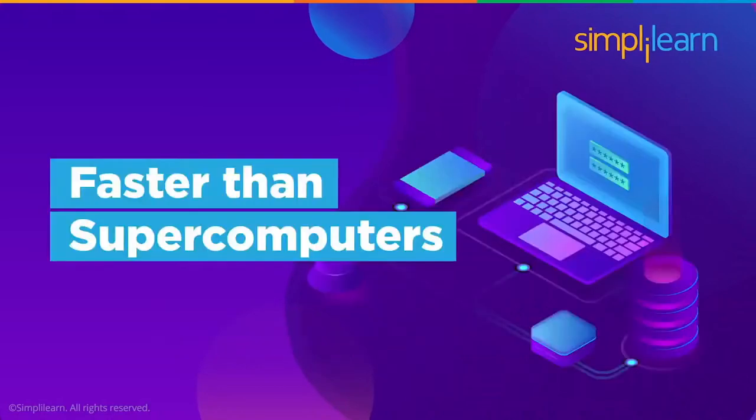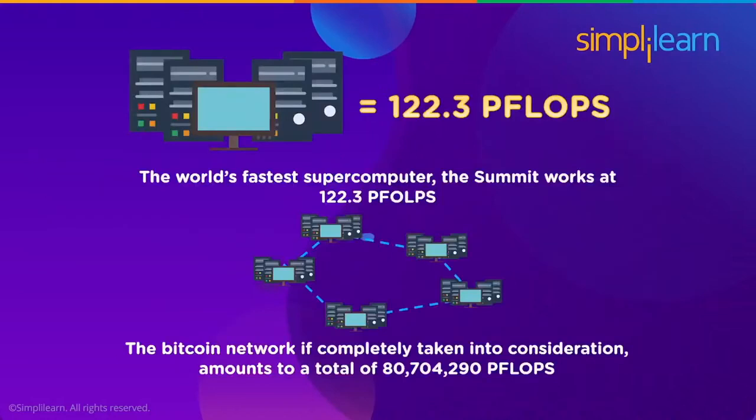Faster than supercomputers. The world's fastest supercomputer, the Summit, works at 122.3 petaflops, which is nothing but a quadrillion floating point operations per second. Now, if you take the Bitcoin network completely into consideration, the processing power is about 80,704,290 petaflops. But the thing here is that a supercomputer can do several different things, while the only thing the Bitcoin network does is add blocks to the blockchain.